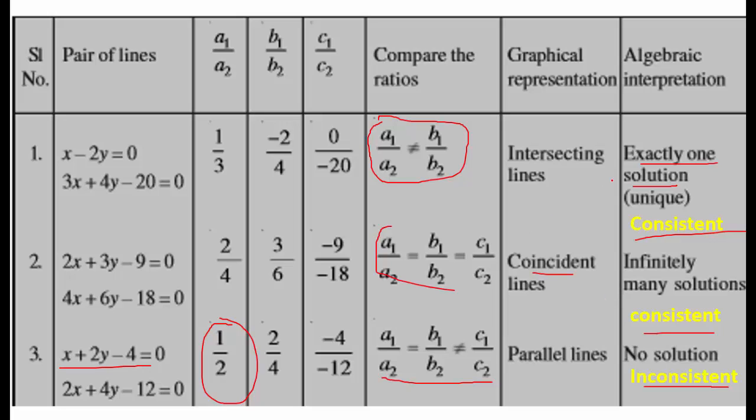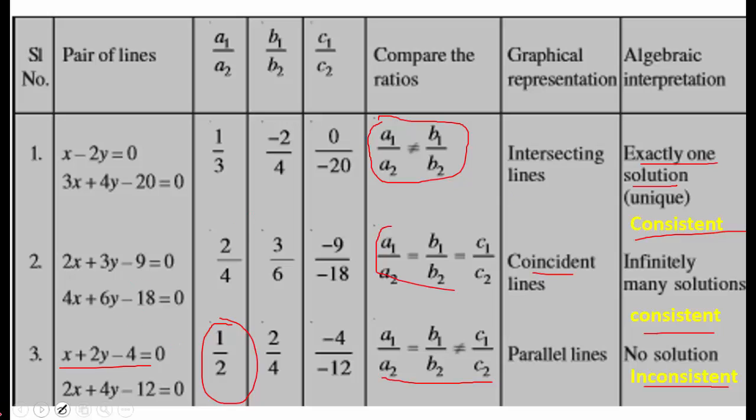Let's revise. For intersecting lines, we have a1 by a2 not equal to b1 by b2, and it has exactly one solution and is a consistent pair of linear equations. For coincident lines, the three ratios will be equal, and it has infinitely many solutions and again is consistent. But for parallel lines, a1 by a2 equals b1 by b2 but not equal to c1 by c2, and it has no solution.